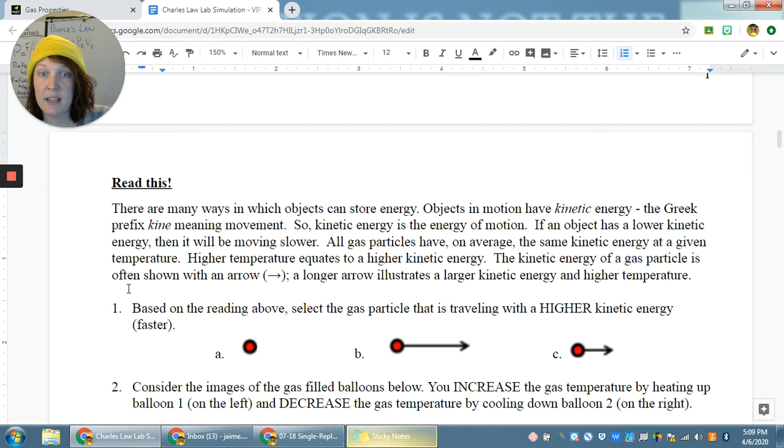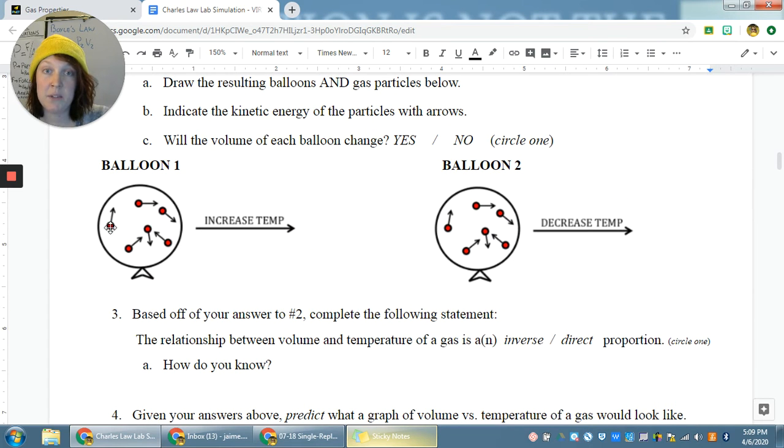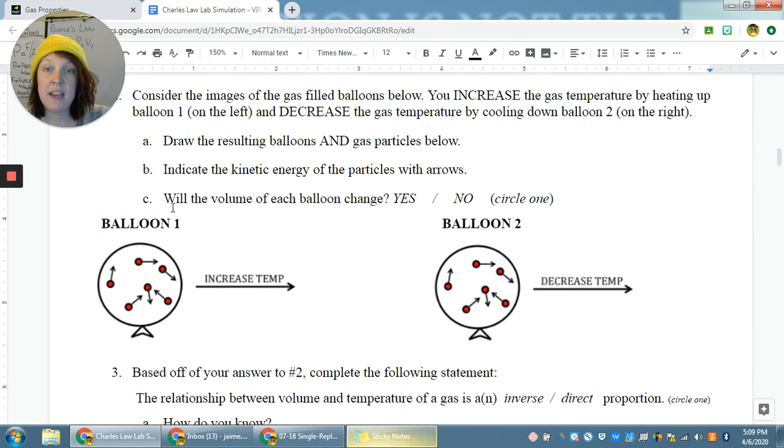Remember that arrows show us the kinetic energy. Longer arrows illustrate larger kinetic energy and higher temperature. So think about what the arrows are going to look like after we increase the temperature or decrease the temperature. And then finally, will the volume of each balloon change? Yes or no? Circle one.